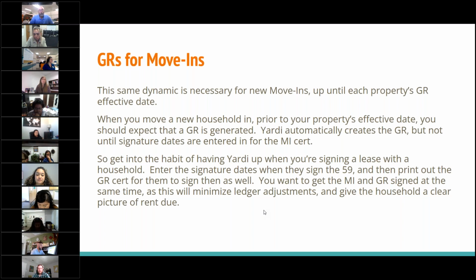And for you 12-1 properties, once you get that email from Christian saying, hey, your gross rent is done, here's where you can find all your gross rent certs. From that point until 12-1, when your GR is effective, anytime you're moving a household in, you'll need to do this same thing. Put the dates into Yardi, click save, and then the GR will pop up, and you can print that quickly and have them sign it as well. Do I wish Yardi made this easier? Yes, I do. But that's the quickest way for you to get a gross rent.